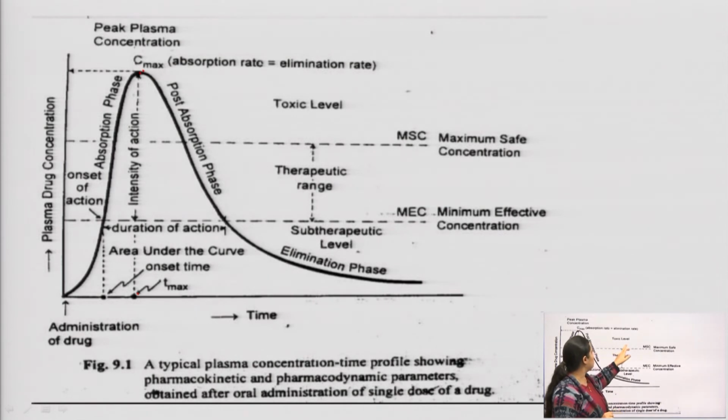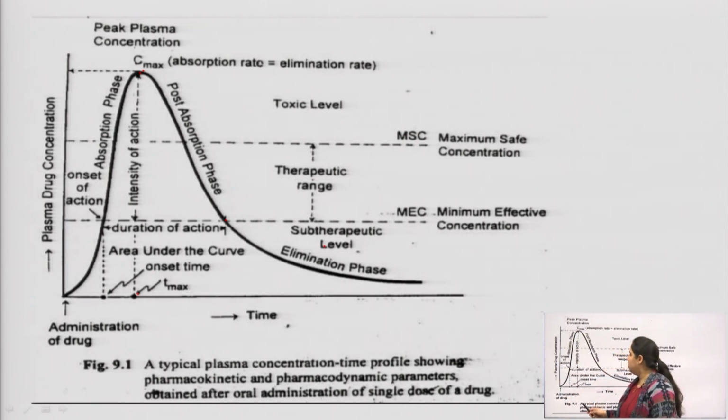So, this is the toxic level, then MSC, maximum safe concentration, MEC, minimum effective concentration, and subtherapeutic levels. That means the window between MSC and MEC will be called the therapeutic range. At the subtherapeutic level, followed by this point, only elimination of drug will occur, no absorption will be done, because only the remaining drug will be eliminated from this point of time.